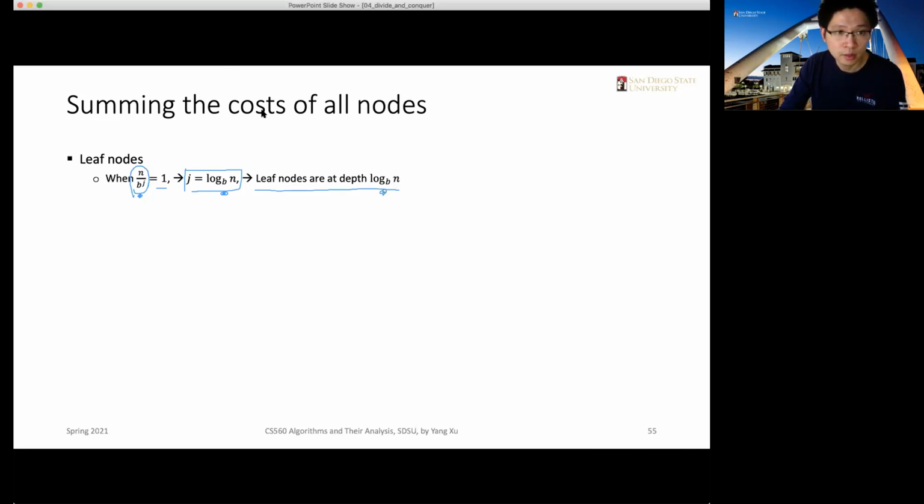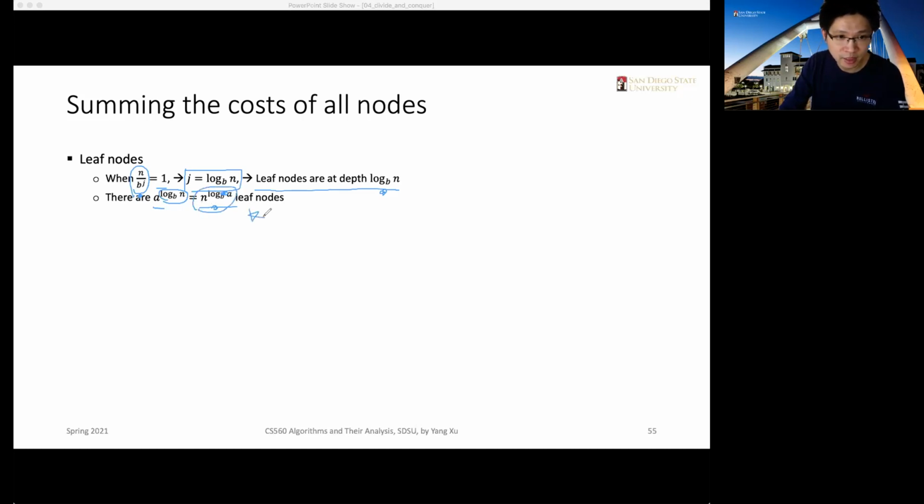And how many nodes are there? We need to use a to the power of j, right? So it's actually a to the power of logarithm base b of n, that many leaf nodes. And if we swap the a and n according to the principles of logarithm and exponential functions, it's n to the power of logarithm base b of a leaves.